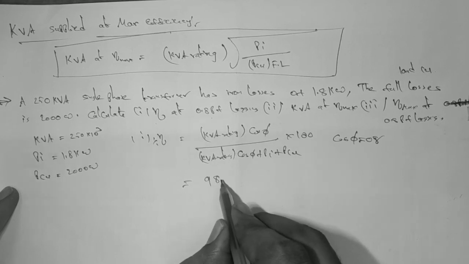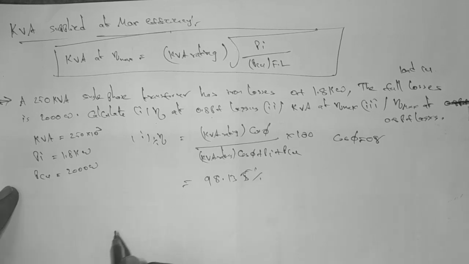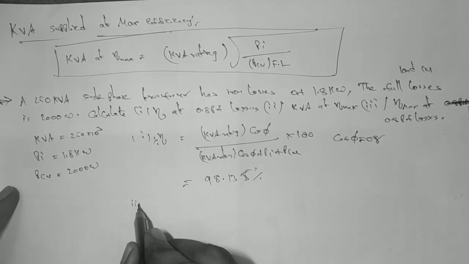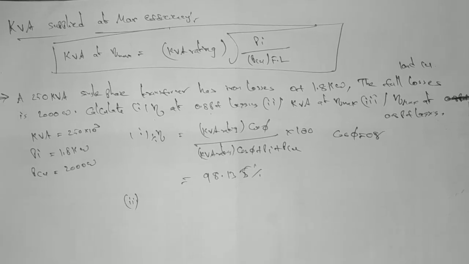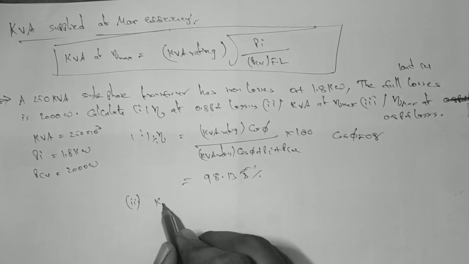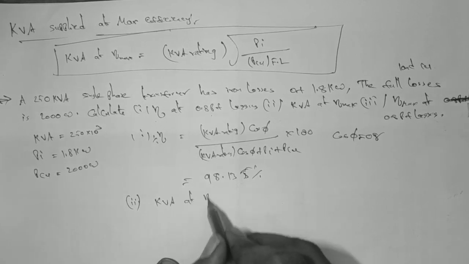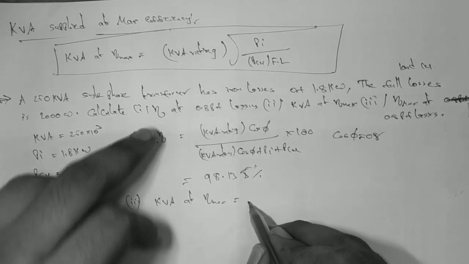So all the values are given, just substitute in the formula and we will get the solution. And coming to the second one, in the second bit we have to find the kVA at maximum efficiency. The kVA at maximum efficiency formula, we have seen that formula, is kVA rating into root of Pi divided by PCU at full load.